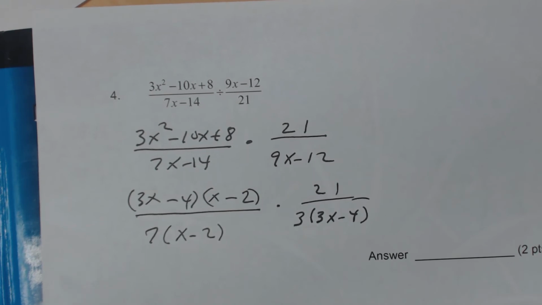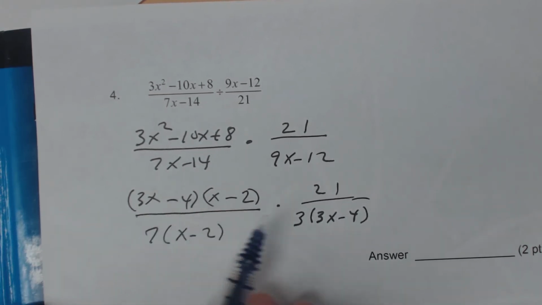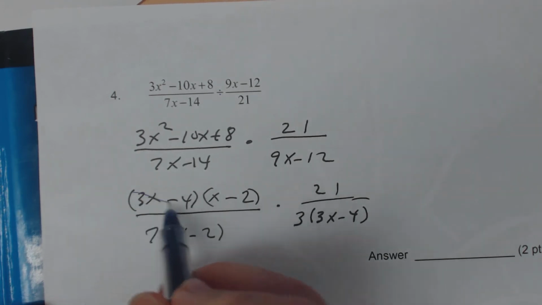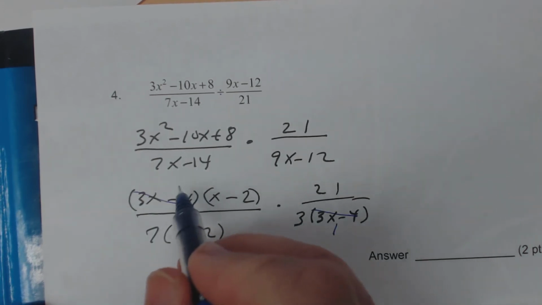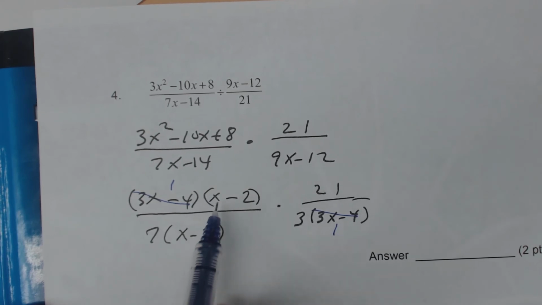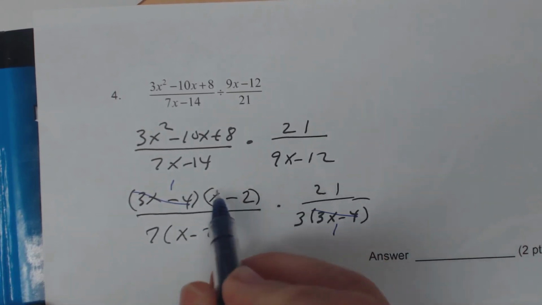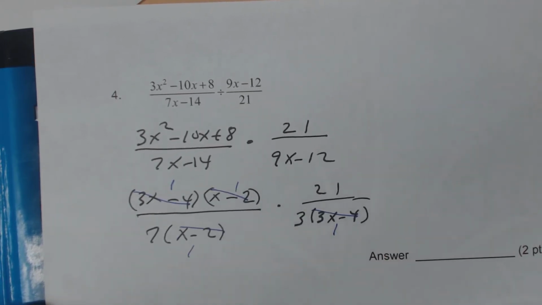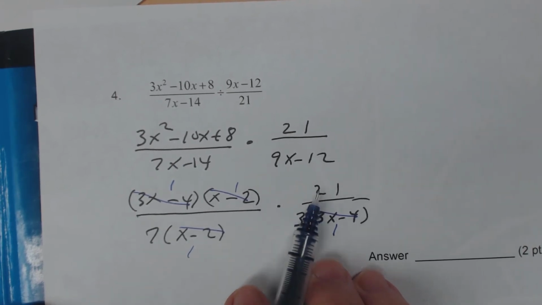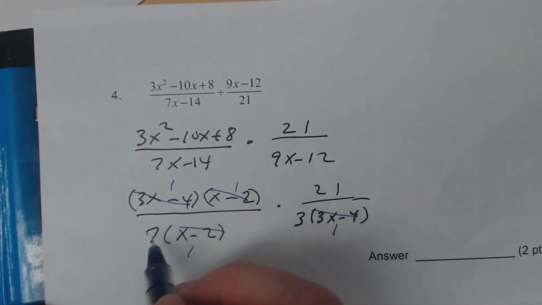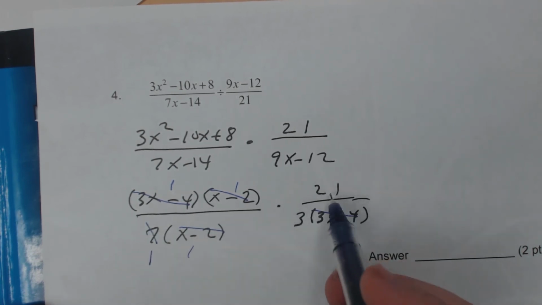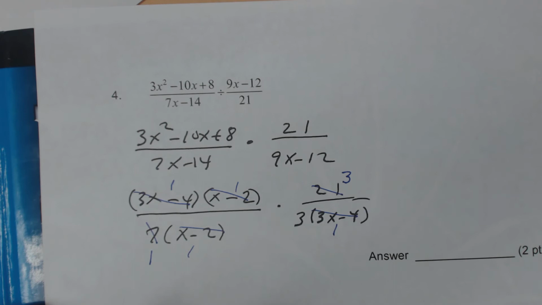Okay, now let's go ahead and reduce. My first factor is a 3x minus 4. That can reduce with this one. So I'll cross them out, put ones in their place. My next factor is an x minus 2. There's one right here. Factor those out, put ones in their place. My next factor is a 21. That can reduce with that 7. The GCF of 7 and 21 is 7. So 7 to 7 is 1. 7 to 21 is 3. Now that 3 can reduce with this one. So those divide out as well.